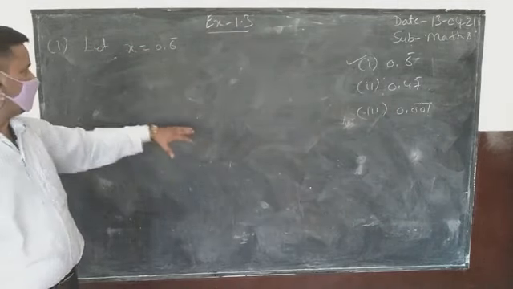9x equal to 6. So x equals 6 upon 9. After simplification by 3, 3 twos are 6, 3 threes are 9, and the result is 2/3. What is the value of x here? We put the value of x as 0.6 bar.